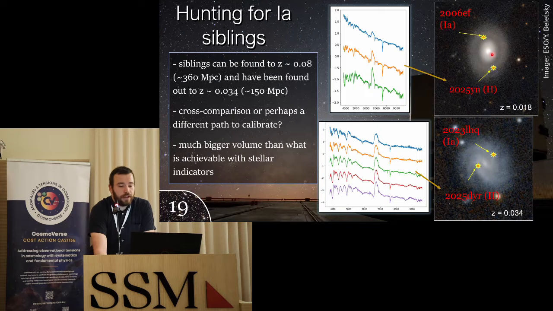Because what we can also find is siblings of type 1a and type 2 supernova siblings. Here I show some examples of the recently found objects that are already somewhere in the Hubble flow. So not only can we check how consistent is the estimation of type 2 supernova distances, but we can also cross-check how well type 2 supernovae do compared to the distance ladder technique.